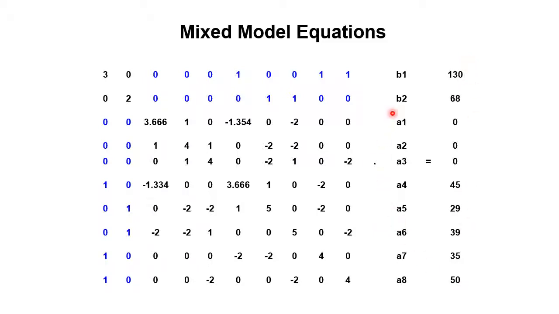To enable us to get solutions for B1, B2, and A1 to A8, we need to get the inverse of the coefficient matrix, multiplied by the right hand side, and that will give us a column vector. Remember, the number of columns in this and the number of rows need to be equal to enable you to multiply. So you get the inverse of this, you multiply it with the right hand side, and you end up with a column vector, that would be the solutions for B1, B2, A1 to A8.